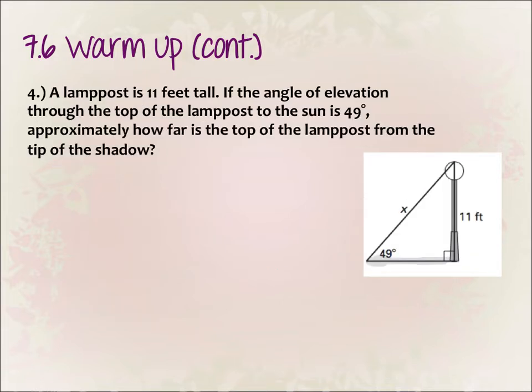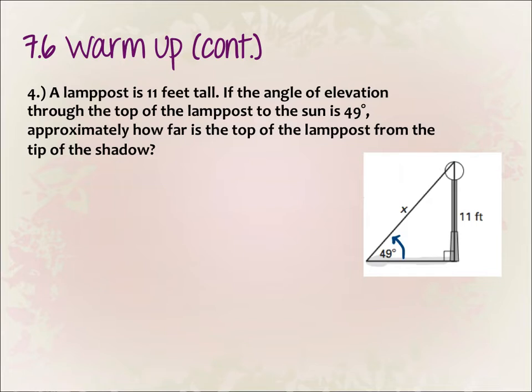Okay, number 4 says a lamppost is 11 feet tall. If the angle of elevation through the top of the lamppost to the sun is 49 degrees, approximately how far is the top of the lamppost from the tip of the shadow? So we're actually going to talk about angle of elevation again today, but angle of elevation is from the ground up. So you're going to eventually be drawing these by hand without the picture, which is why you'll need to know that. Again, we'll talk about that some more today.